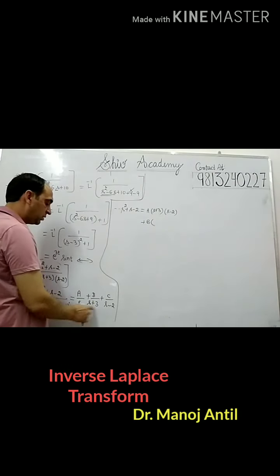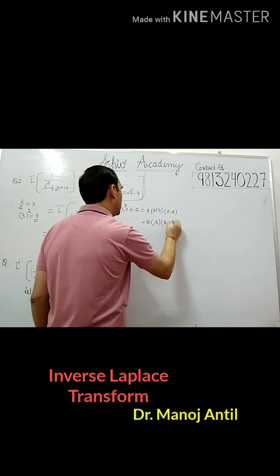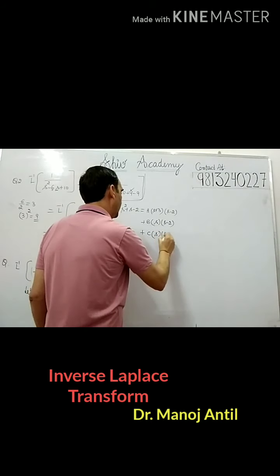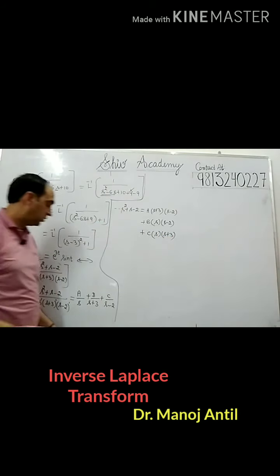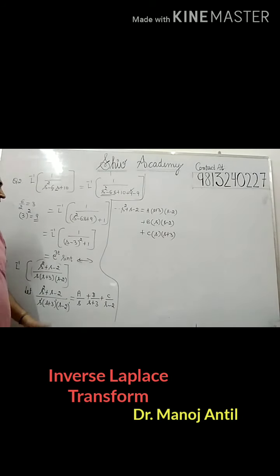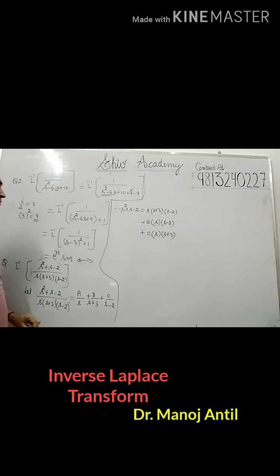Then b upon s plus 3, so s into (s minus 2), b into s into (s minus 2), plus c into (s plus 3), c into s plus 3. So next, what we have to do is find the values of these a, b and c, then put them here, and then find the inverse Laplace transform.